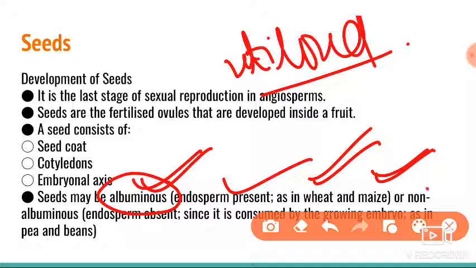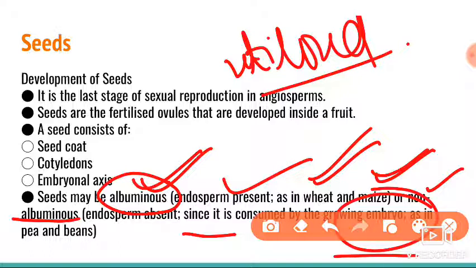And in some cases there is the absence of albumen. It means the complete endosperm is consumed by the embryo. It is completely consumed by the embryo. In such cases there is no endosperm present. Such seeds we call non-albuminous seeds or ex-albuminous seeds, or non-endospermic seeds.